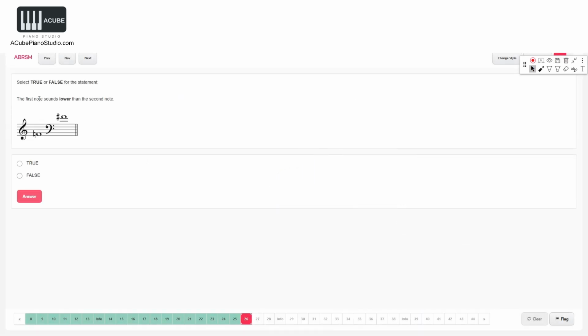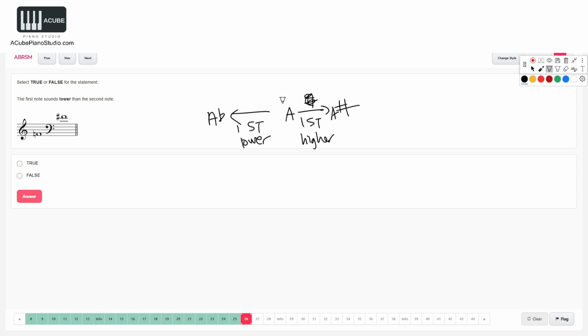Okay, next, the first note sounds lower than the second note. So to do this type of question, something to take note of: if you have the same note, let's just assume that I have A. Sharp will make it higher. One semitone higher, I use ST to represent semitone higher, you will get A sharp. One semitone lower, you will get A flat. So for the same note, flat is the lowest, sharp is the highest.